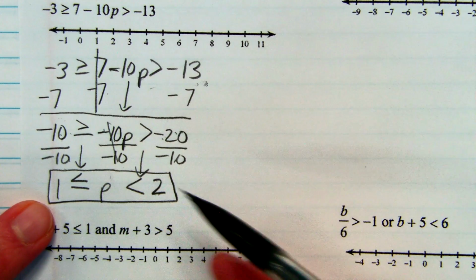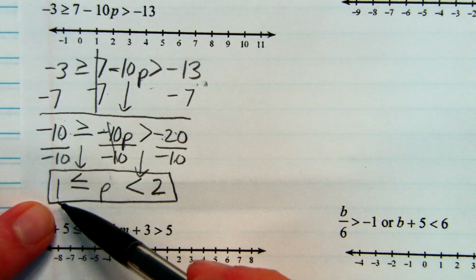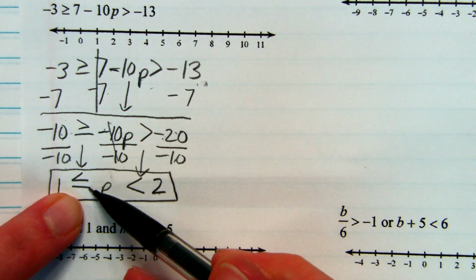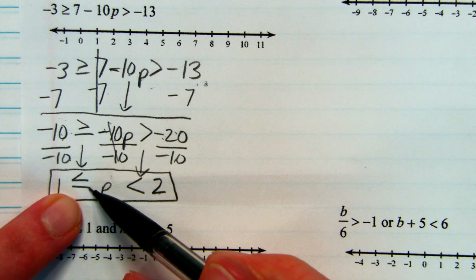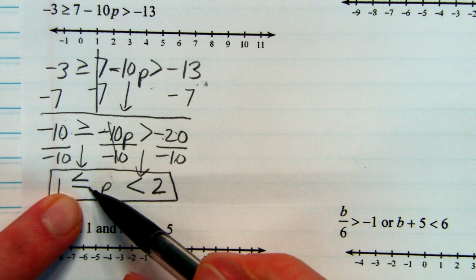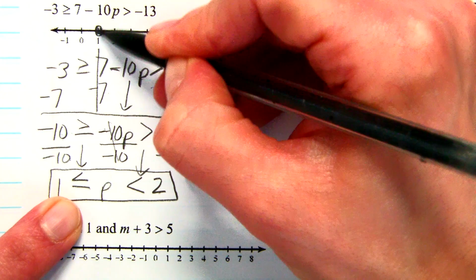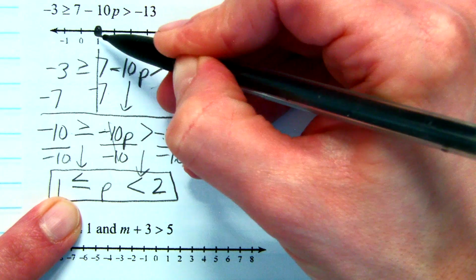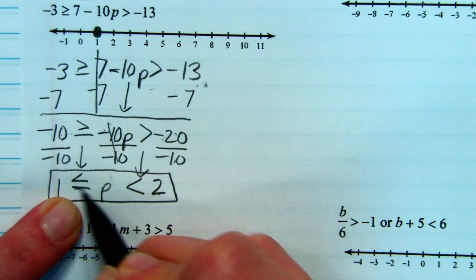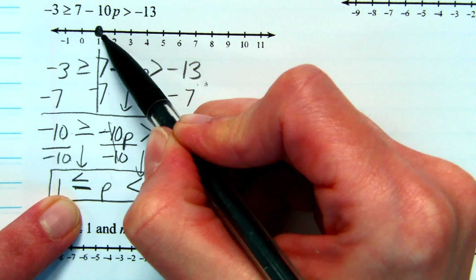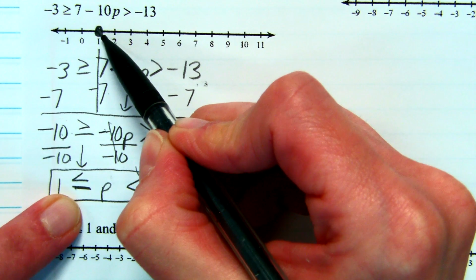Okay, so we're going to do this the easy way. I'm going to start at 1. I do have an equal to sign. What does that tell me about the point at 1? Fill in the circle. So I'm going to go to 1 and I'm going to fill in the circle. Why am I filling in the circle? Because there's an equal to sign. When I fill in that circle, that means this point counts. It is part of the solution.